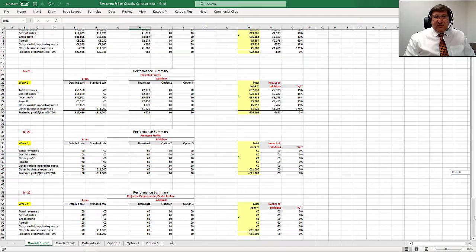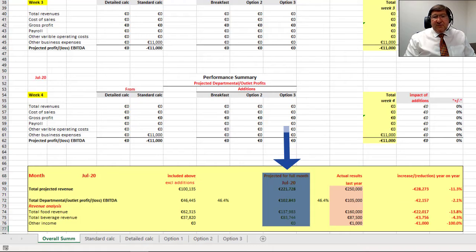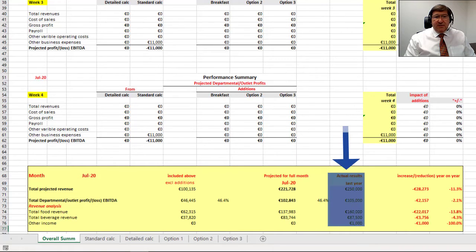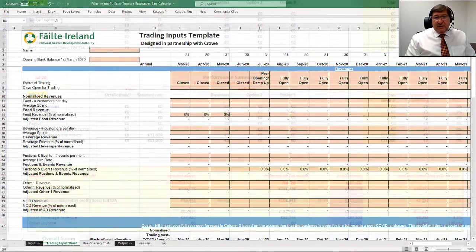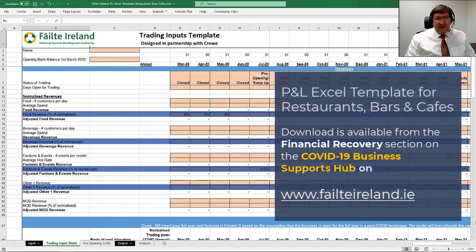The summary tab also provides an estimate of income and profit for the full month for your current activities. If you enter the corresponding results for the same month in 2019 in the highlighted section, the sheet will then calculate the year-on-year change by revenue type in absolute and in percentage terms. This can be used to populate the restaurants, bars and cafes P&L Excel template, which can be downloaded from the Fulch Ireland website together with the accompanying video.